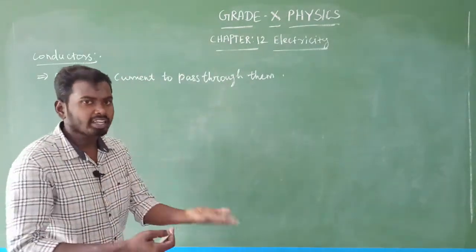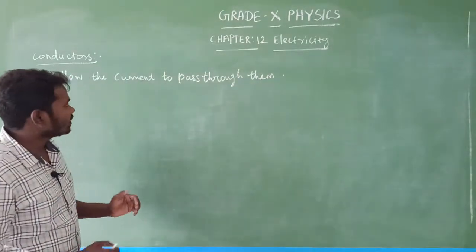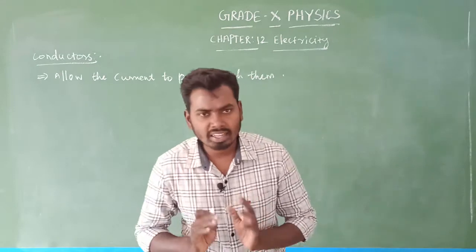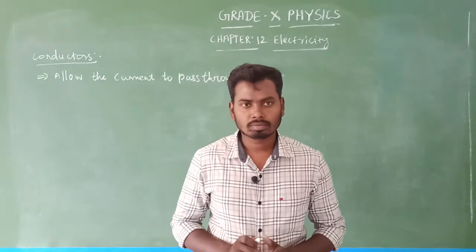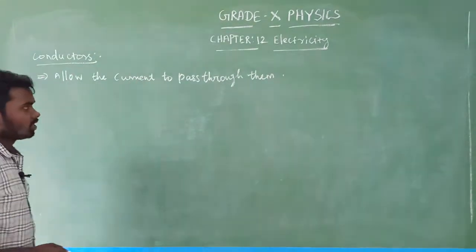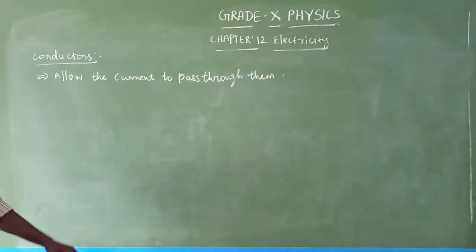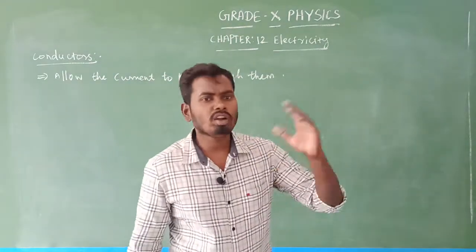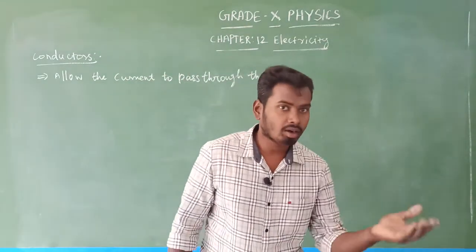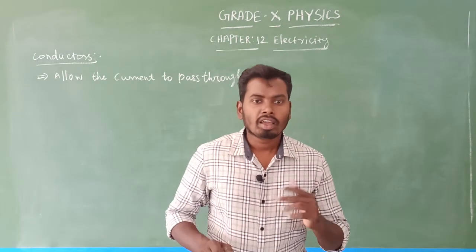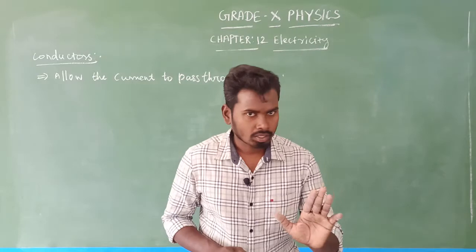So the material, note this point, the material which allows the current to pass through them, those materials are called conductors. So the conductors allow the current to pass through them, whereas most of the materials do not allow the current to pass through them. They are called insulators. Okay, is it clear?